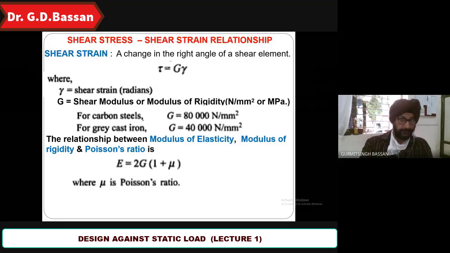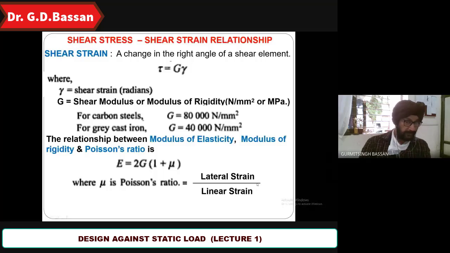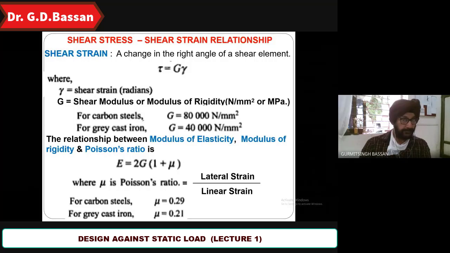Where mu is a Poisson ratio, and what is Poisson ratio? It's the lateral strain by the linear strain. And for carbon steel, mu is equal to 0.29, and for grey cast iron, mu is equal to 0.21.